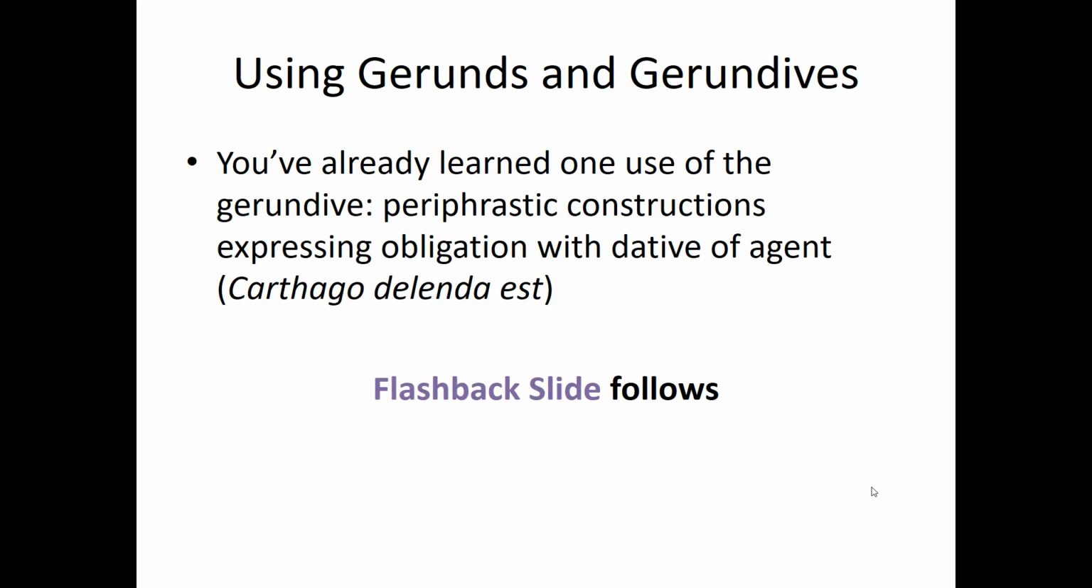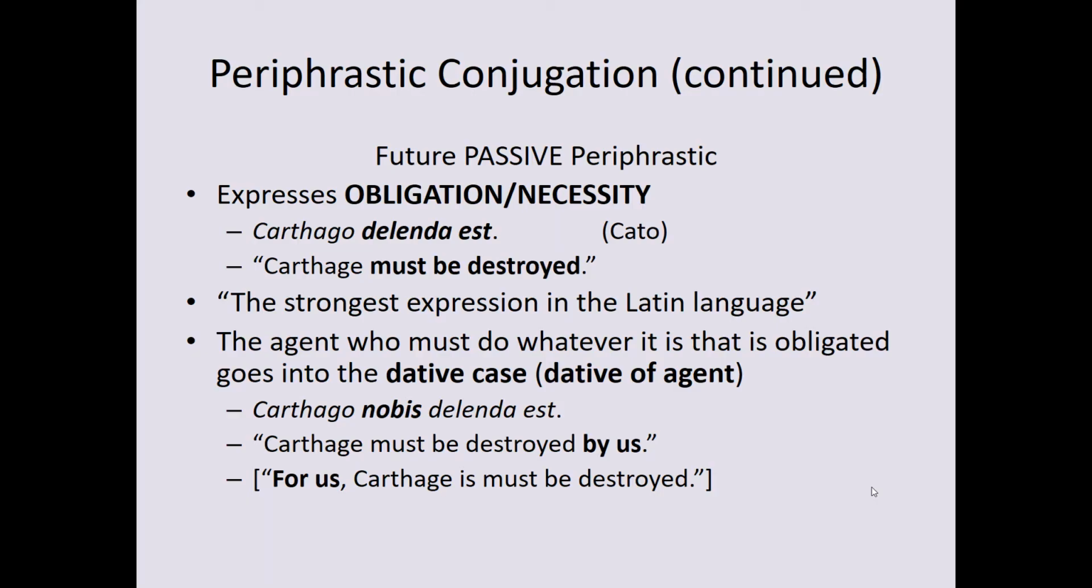Now, the main way that you've learned how to use gerunds and gerundives is from the periphrastic constructions that express obligation with the dative of agent. And that is the passive periphrastic used with the future passive participle, which is also known as the gerundive. So this is a slide that kind of goes into that before, but this is something that was learned previously.